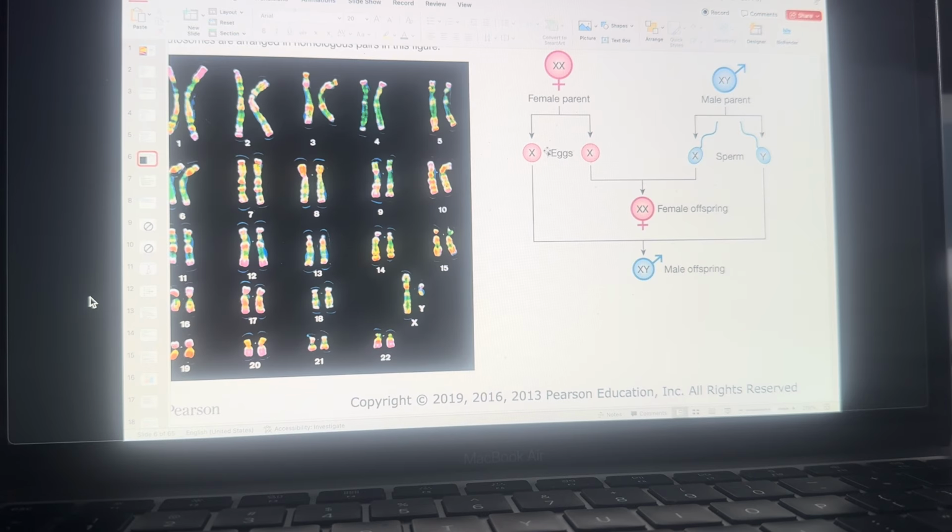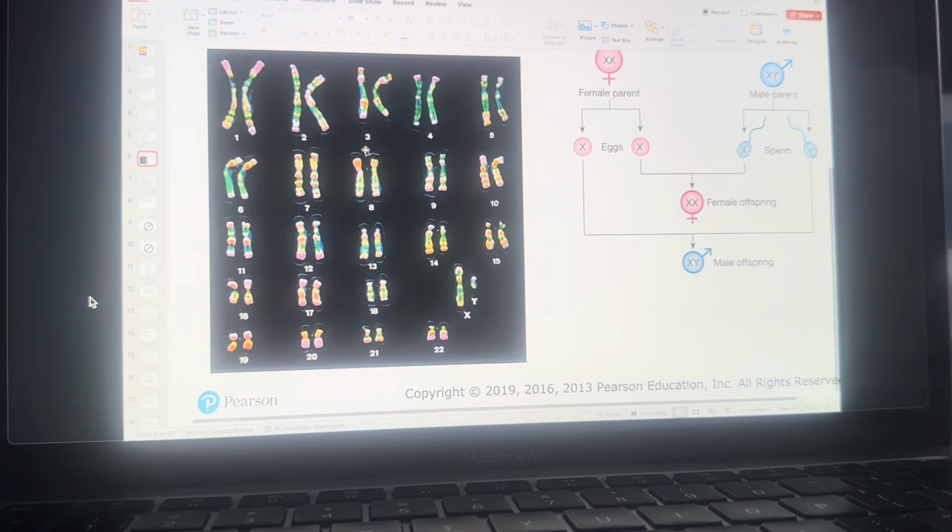So the male, whichever sperm fertilizes the egg, the male has not the final say, but the male is the one in charge, the one that you blame, right? So they're donating that either X or Y.